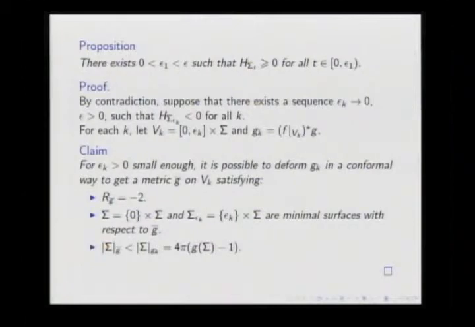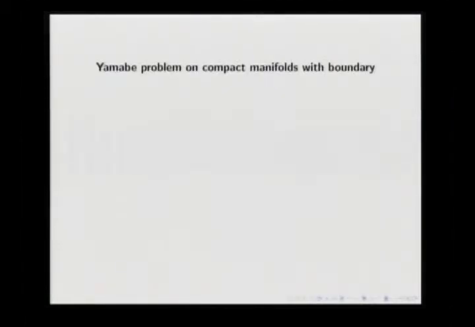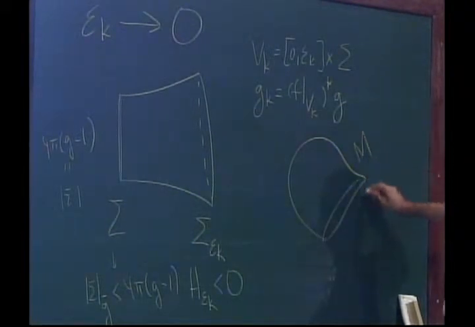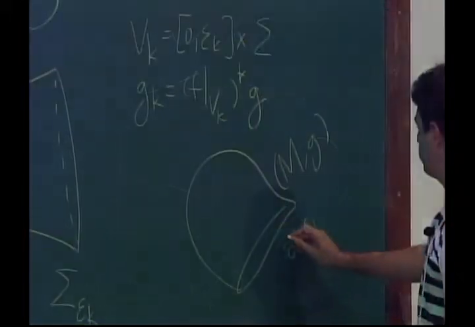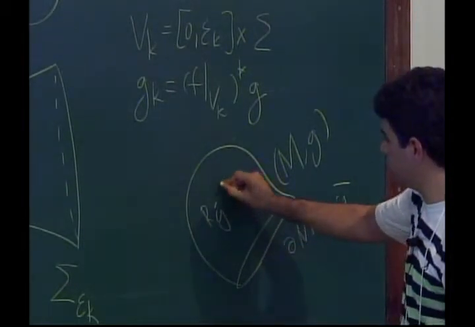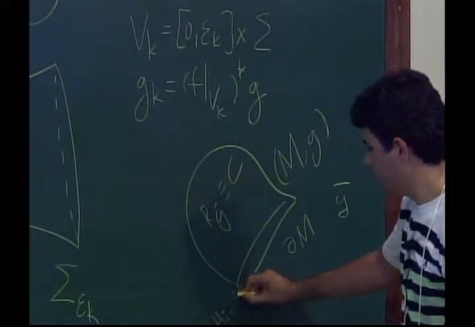To do this conformal deformation, we use the solution of the Yamabe problem for manifolds with boundary. Okay. Let me recall this. Consider a compact manifold with boundary. So, the Yamabe problem is the following question: the problem of finding a metric G bar conformal to G. Initially you have a manifold with a boundary with a metric G. You would like to find a metric G bar with scalar curvature equal to a constant and the boundary minimal, okay?